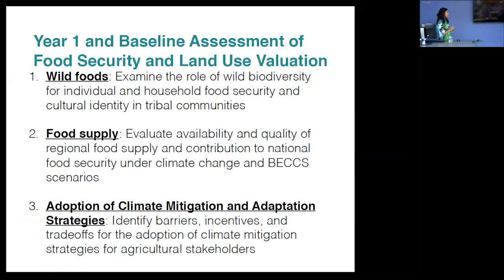And then the third part is, what are alternatives that may be more socially acceptable or have more positive influence on food security in terms of climate mitigation and adaptation? So my students have been doing a literature review on this, as well as carrying out some initial focus groups looking at barriers and incentives to actually implementing some of the different climate mitigation and adaptation strategies with various agricultural stakeholders.